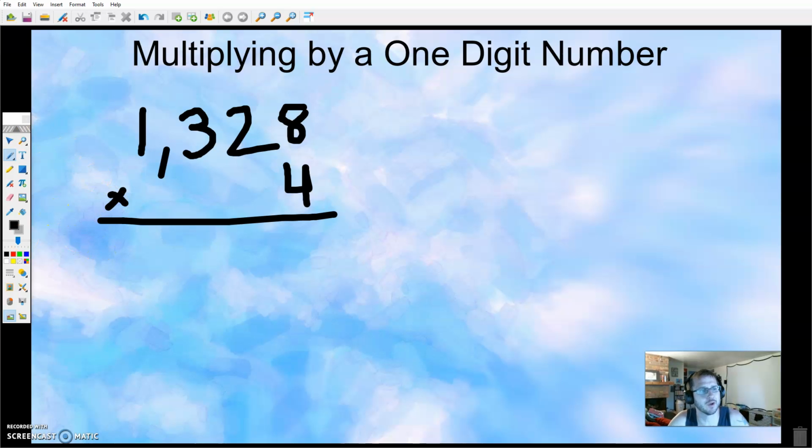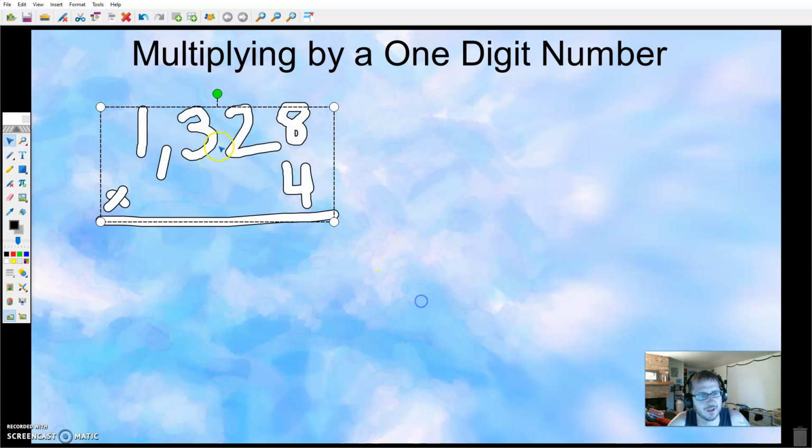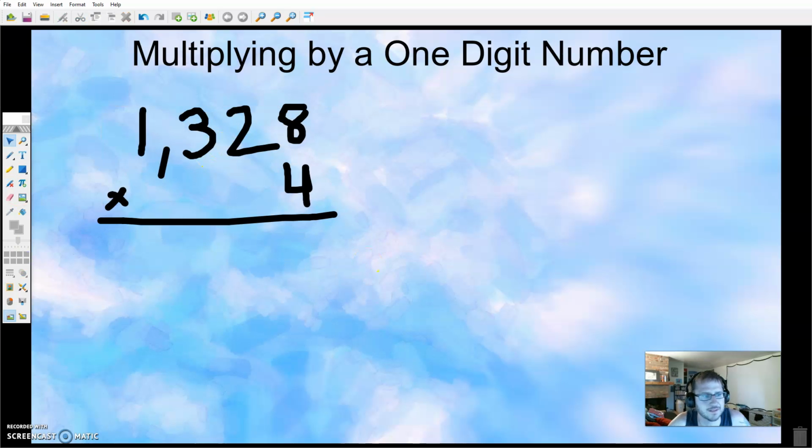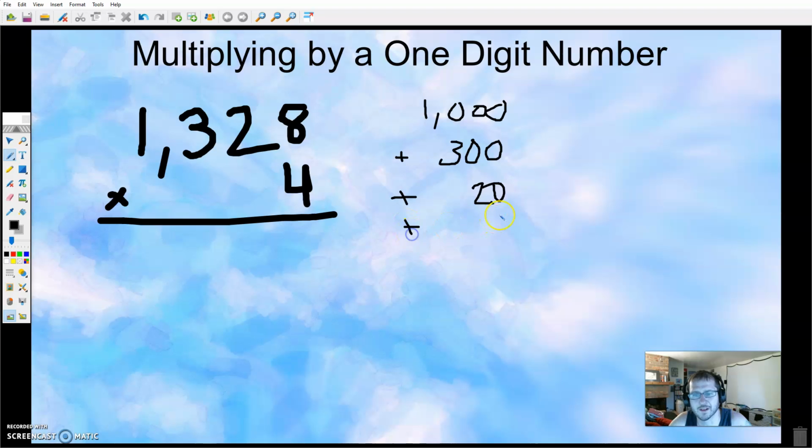The first way would be by what we call partial products. Now remember, 1,328 is the result of 1,000 plus 300 plus 20 plus 8. All of those added together would equal the 1,328.